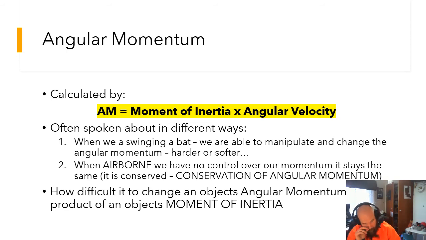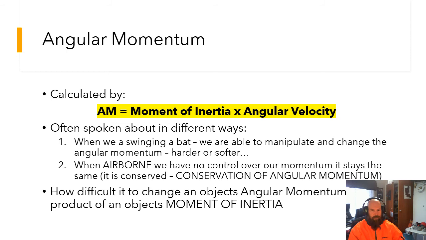So it gets spoken about in a couple of different ways. When we swing a bat, we're able to manipulate and change the angular momentum. We can either hit the ball harder or we can hit it softer. But when we're in the air, we have no control over our momentum, and it stays the same. It's conserved, which is the term conservation of angular momentum, which we'll look at in a little bit.